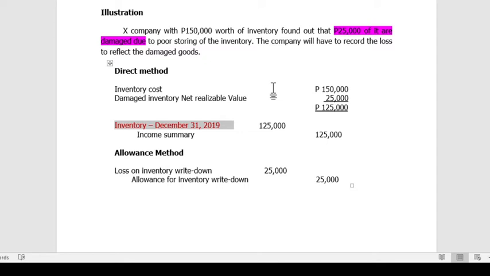So, since dinadagdagan mo ang ending inventory, sinasabi lang dito na ini-increase mo in effect ang cost of goods sold. So, itinatago yung effect ng inventory write down doon sa cost of goods sold. Ini-increase natin ang ating cost of goods sold because of this write down.